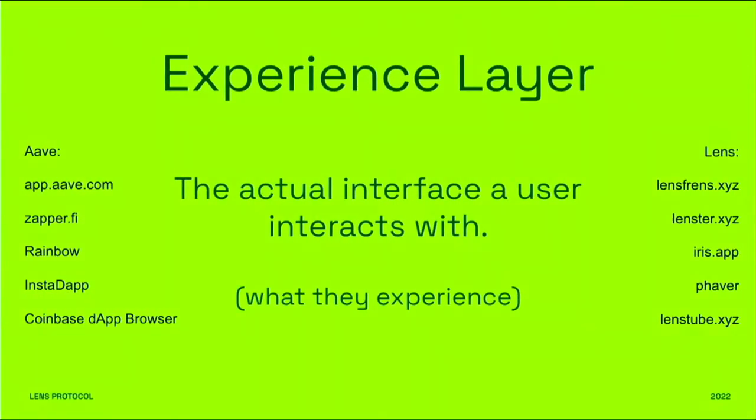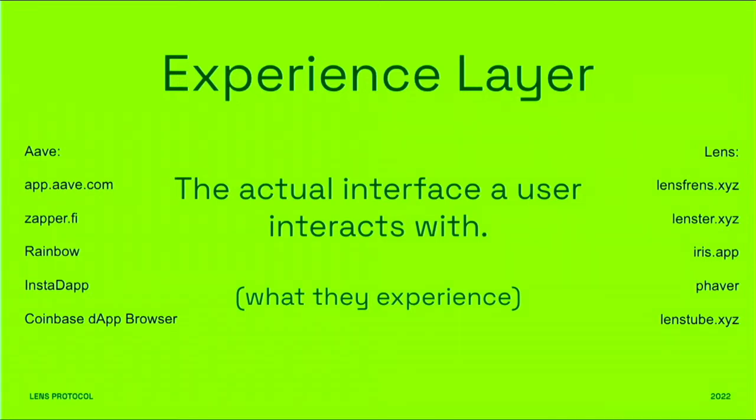So one thing we think about is that Lens allows for the building of this thing we call the experience layer, all of these amazing front ends that integrate multiple different protocols to create holistic experiences. And we've seen this a bit today. So for example, AAVE, you can access the AAVE protocol through a variety of different experiences, app.aave.com, Zapper, Rainbow, Instadapp, or even the Coinbase dApp browser.